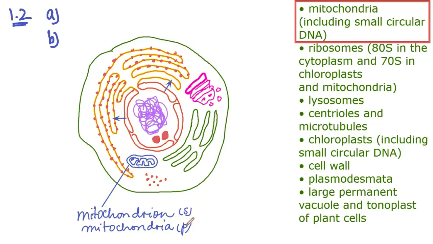Mitochondria are involved in aerobic respiration. They are where the pyruvate, which is the end product of glycolysis, a stage of respiration, is eventually broken down into carbon dioxide and water, and we release ATP. So the synthesis of ATP, or the release of energy, is the function of mitochondria.